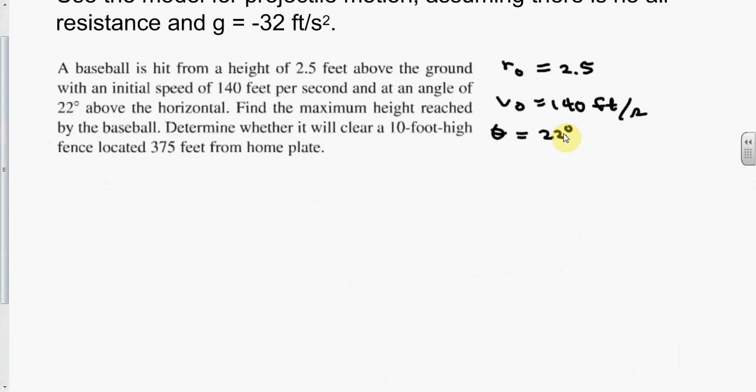Here, find the maximum height. Well, that means find y, its maximum height, reached by the baseball. Determine whether it will clear a 10-foot high fence located 375 feet from home plate.